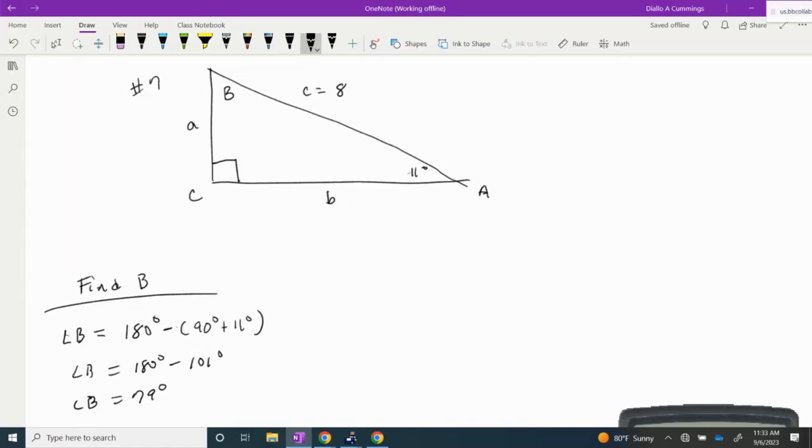All right, so I could also find all of the side lengths using the Pythagorean theorem, right? C squared is equal to A squared plus B squared, but I don't know A or B. There's too many unknown variables, right? So I have to set up a trig function. Whenever you set up a trig function, now we're going to find A.